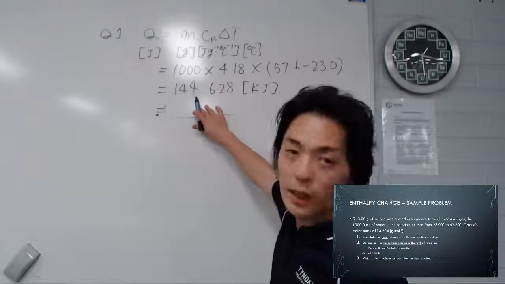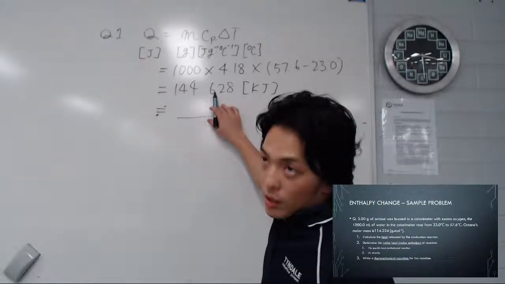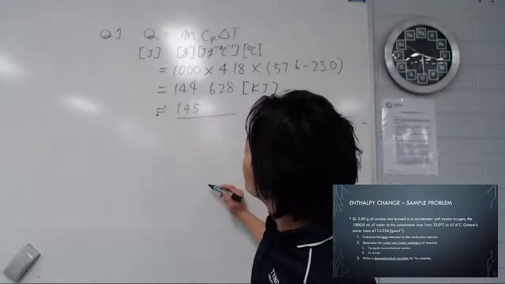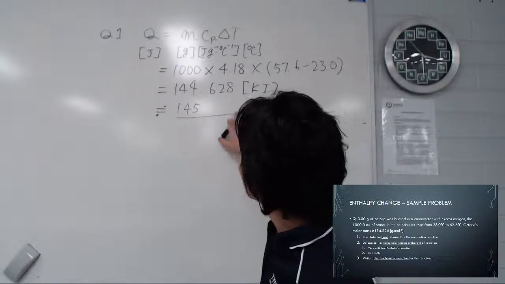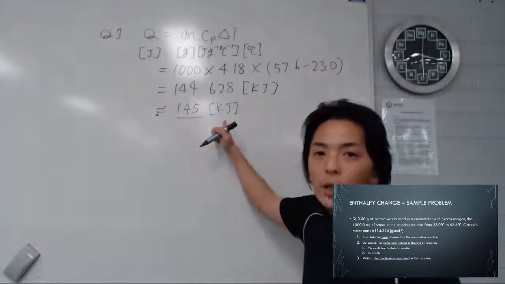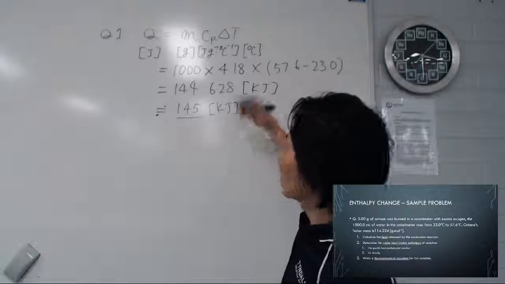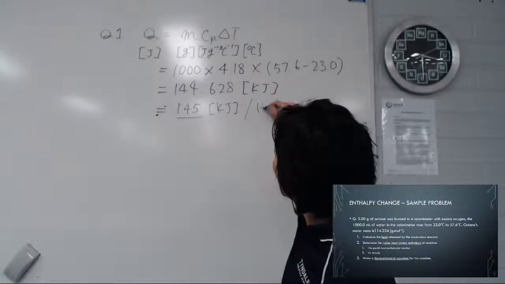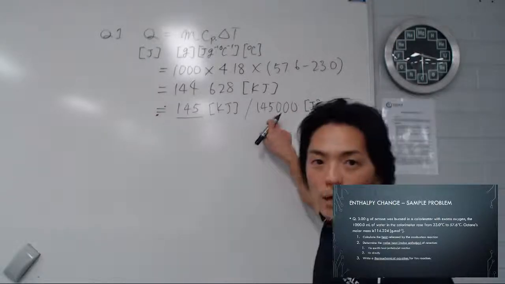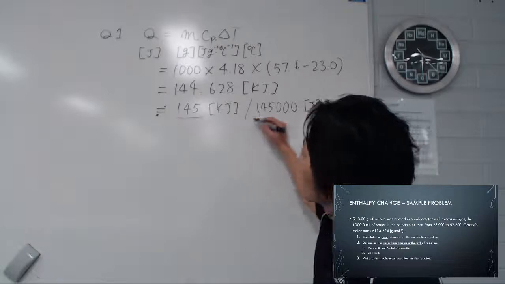So 144, that's already 3. So the fourth figure needs to be rounded up or down. This 6 is more than 5, so it needs to be carried up. 145 is the 3 significant figures here. Unit is in kilojoules. Now, if you're doing this in joules, you would have to do, now I'll write that later, 145, and then 0, 0, 0. First 3 figures are significant. Rest are not really significant enough for 3 significant figures to be considered.